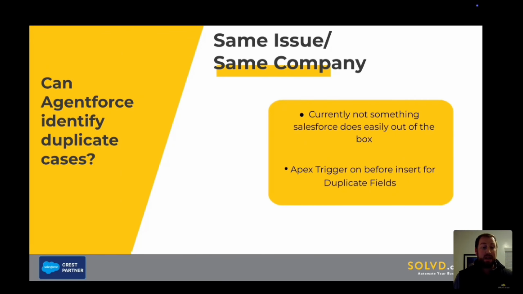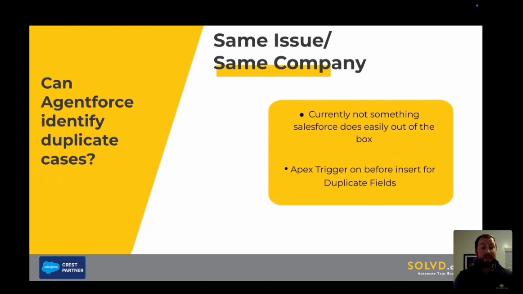Let's say that company A, Jim, who works there, is reaching out about an issue that they're having, and he is coming to you to hopefully find a solution. But unbeknownst to Jim, there's another employee at his company who's run into the same issue who has already raised that case as well with your company. Is there a way for Agentforce to identify those 2 cases and flag them as duplicate? The honest answer is Salesforce doesn't really have an out-of-the-box solution for this yet. Agentforce is not something that will roll right in and help you identify cases like this.